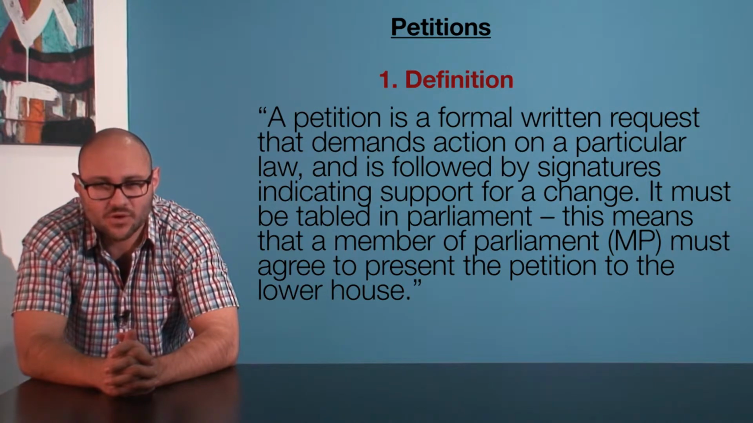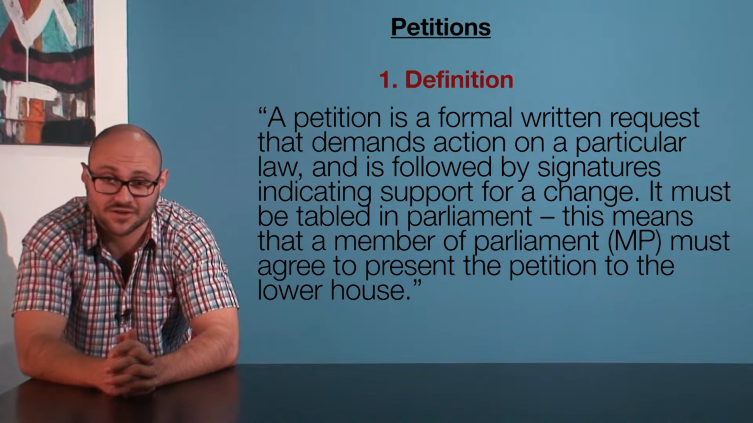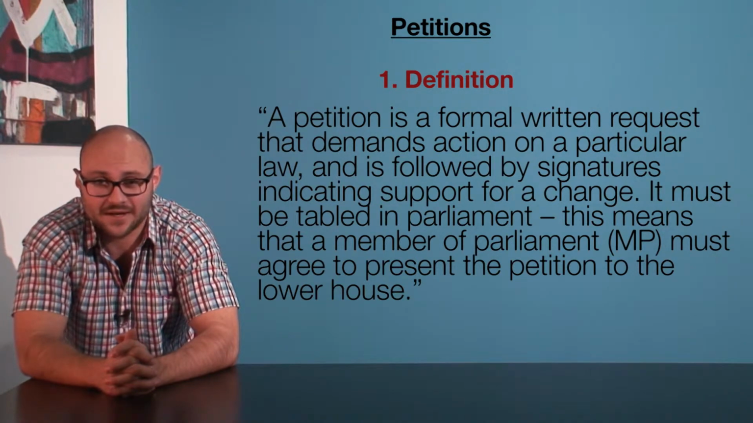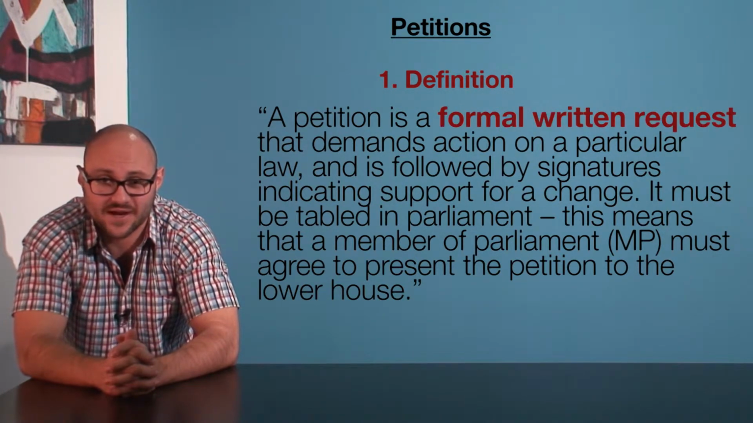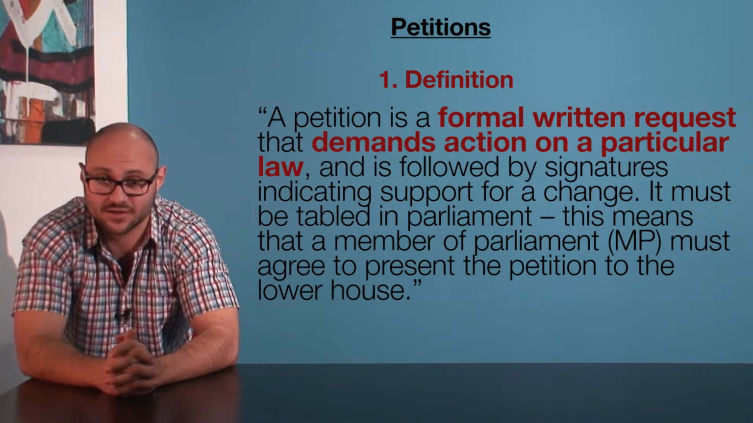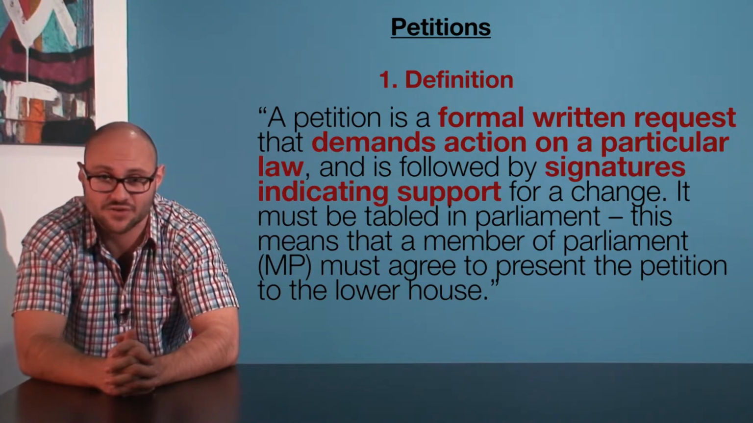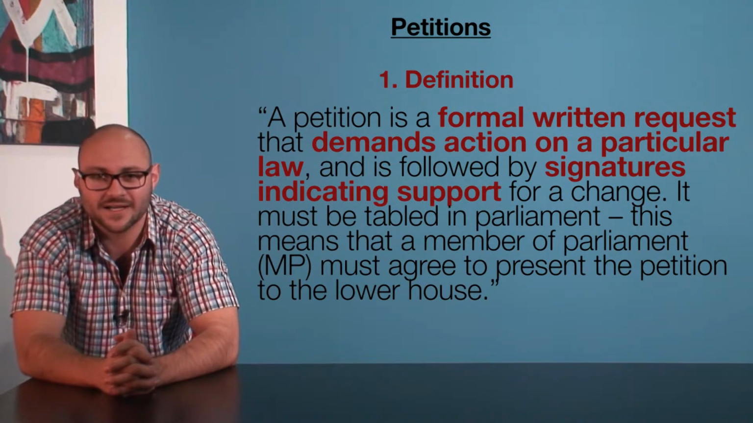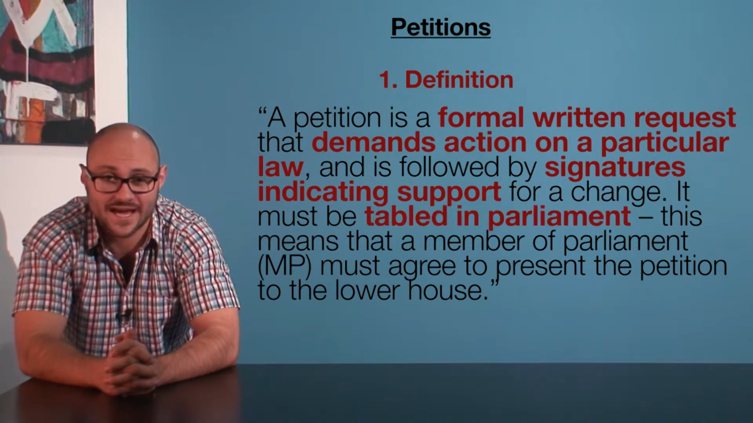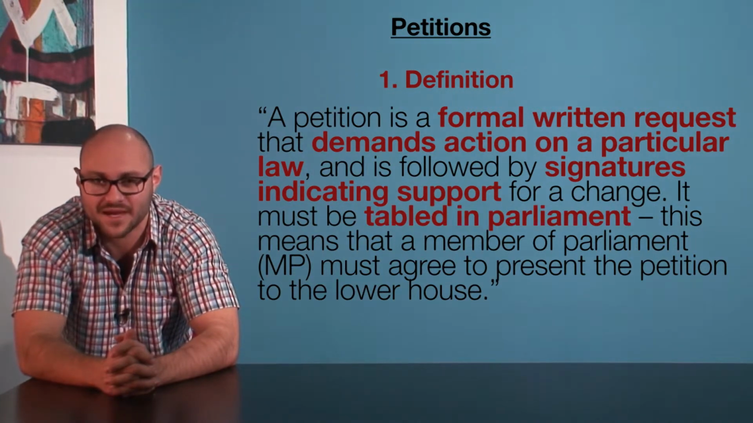Now, there are four key bits of information in this definition, and you need all of them to have a good definition. It seems self-explanatory, but you do need to identify that a petition is a formal written request and that it is demanding a change in the law. Next, you need to mention that a petition needs signatures to show support for the change. Finally, you must mention that a petition is tabled in Parliament and explain what that means.